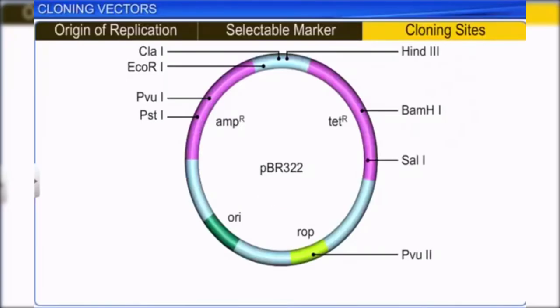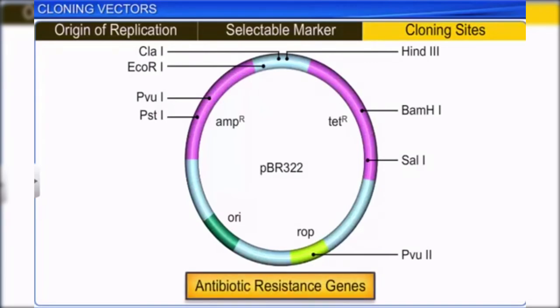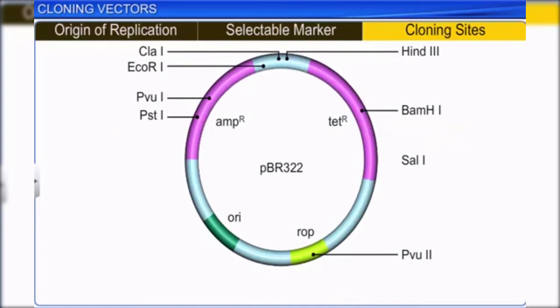In the cloning vector pBR322, the ligation of alien DNA is also carried out at a restriction site present in any one of the 2 antibiotic resistance genes, which are ampicillin and tetracycline. Let's take the example of foreign DNA which can be ligated at the BamHI site of the tetracycline resistance gene. When foreign DNA is ligated at the BamHI site, it disrupts the tetracycline gene and consequently the recombinant plasmids will lose tetracycline resistance.